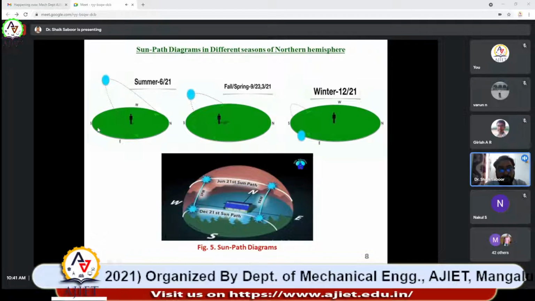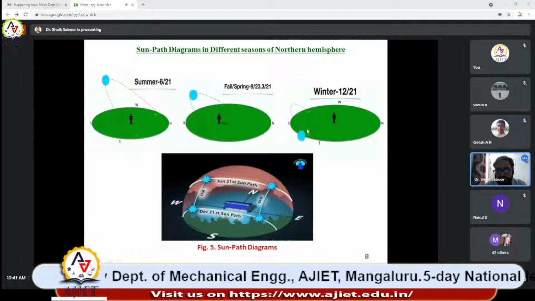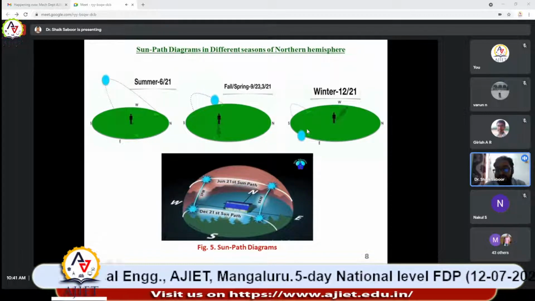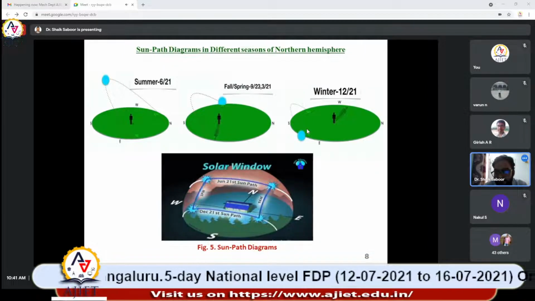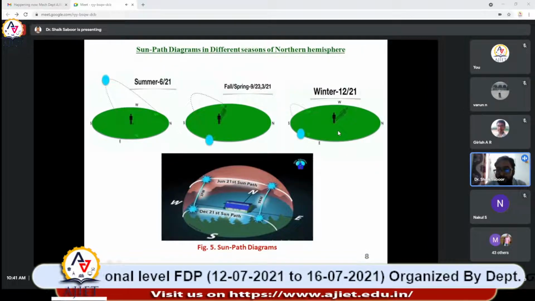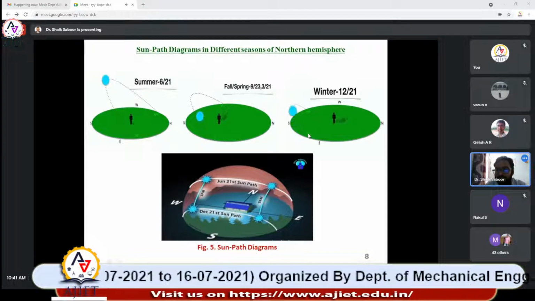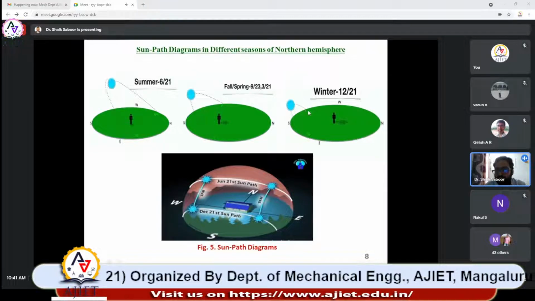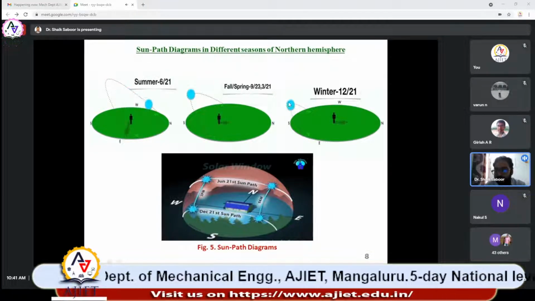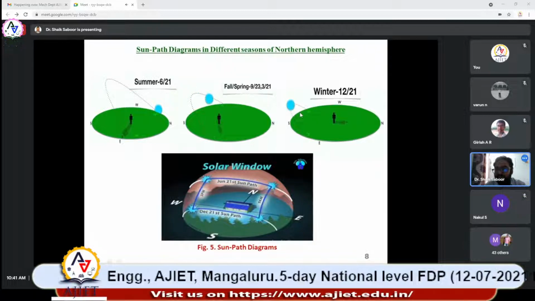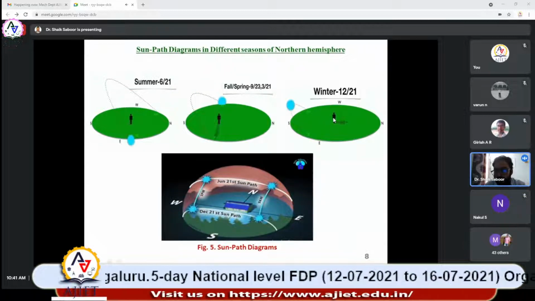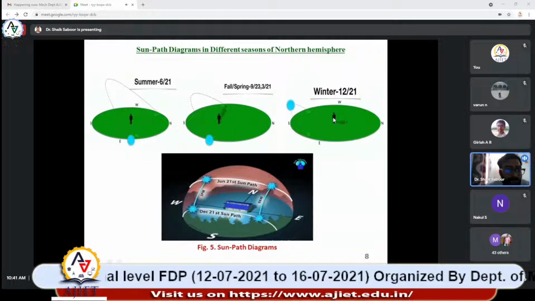And see the beauty of this south orientation in the winter. In winter we need to increase the temperature of the room. If you have a large area of walls or windows towards the south, you will be receiving maximum radiation to keep you warm during the winter. That is the beauty of this south orientation.